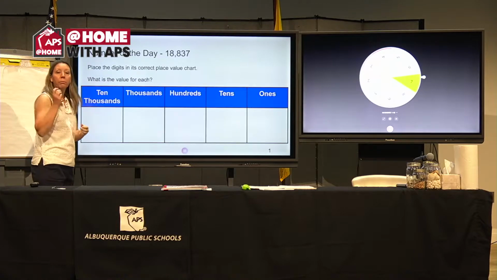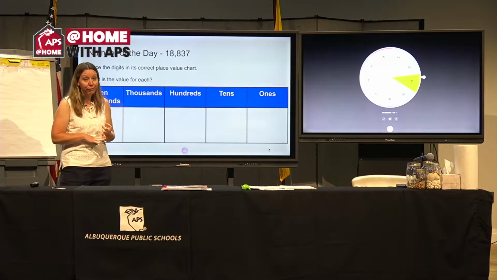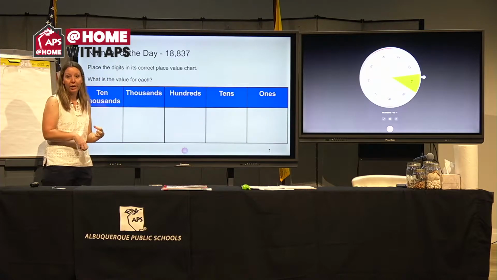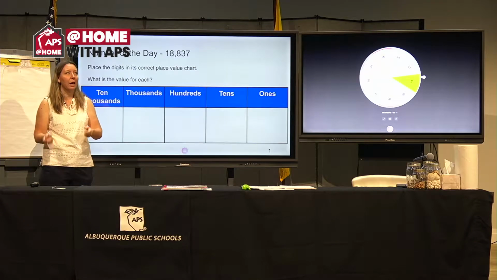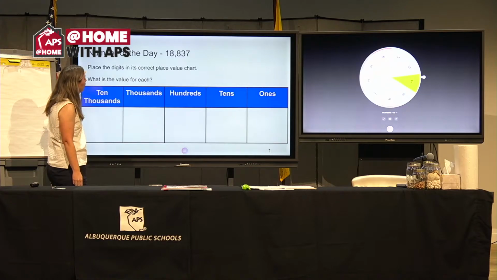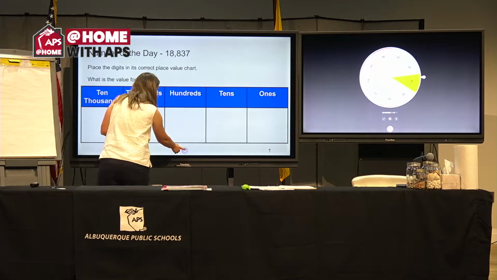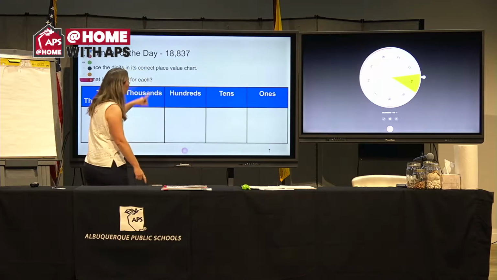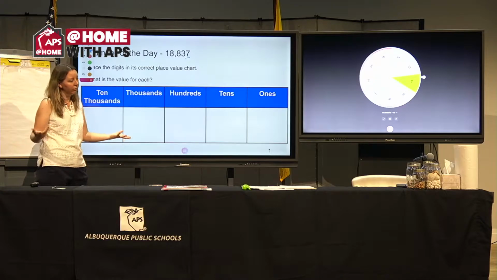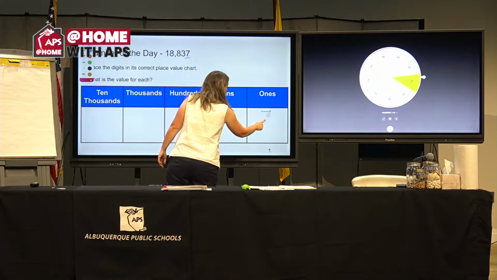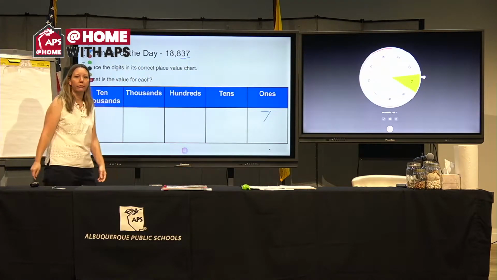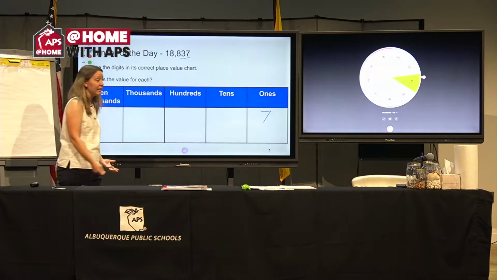So please have a sheet of paper, your spiral. If you're with us every day, please have that spiral out. Have something that you're going to be doing the work with me. Again, call out your answers. That would be perfect. So we have placed the digits in the correct place value chart. Let us start with the ones. How many ones do I have? 7. So let's make sure to write that in. How many tens do I have? I have 3 tens.